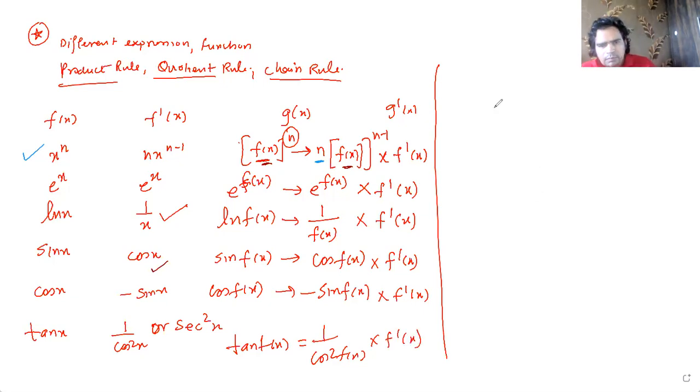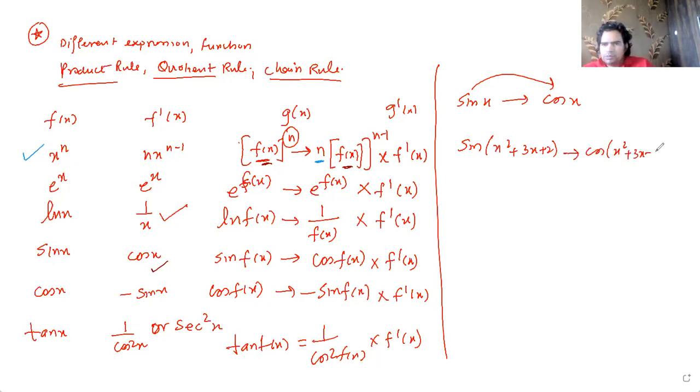So let's just take an example. For example, let's first work on sine x to cos x derivative. The derivative of sine x is cos x. If I have sine of (x squared plus 3x plus 2), the derivative of this is going to be cos of (x squared plus 3x plus 2), and then the derivative of the child function multiplied, so it'll be 2x plus 3. So first, for the parent function, you can see the derivative as it is.